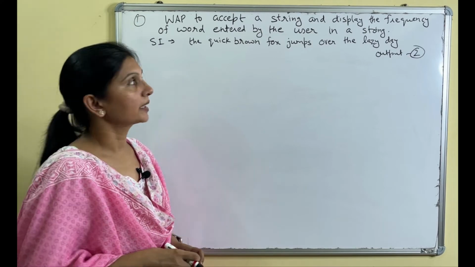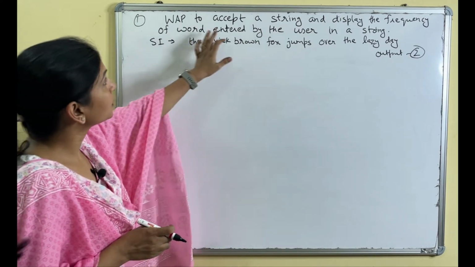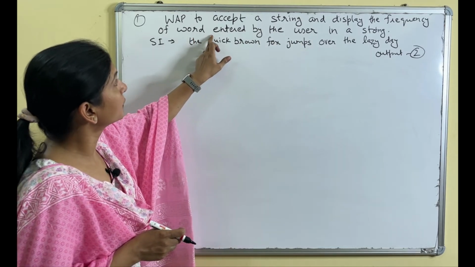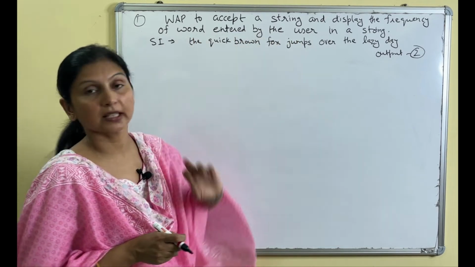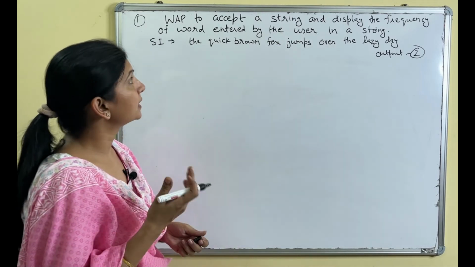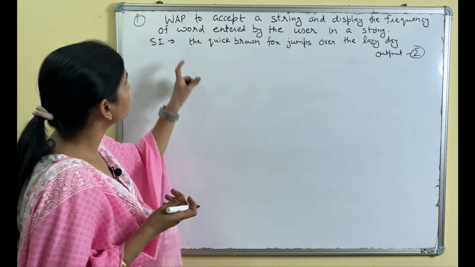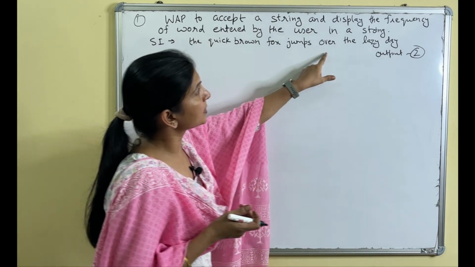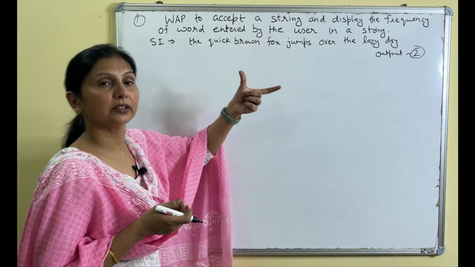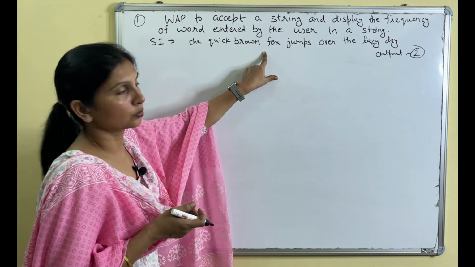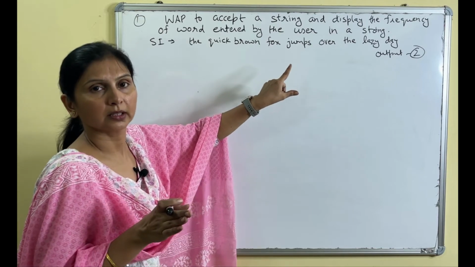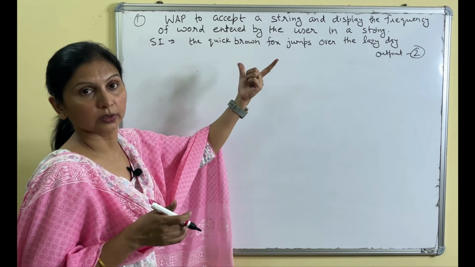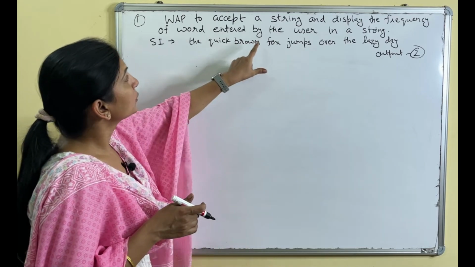Now we will see the program. So what is the program? Write a program to accept a string and display the frequency of a word entered by the user in the string. So first you need to accept the string. For example, a sample input is given: the string "The quick brown fox jumps over the lazy dog." It is given in your question as a sample input. So this is just a sample, it can be any string, right? So you will make it general. You will not use this string only. So you need to accept a string.